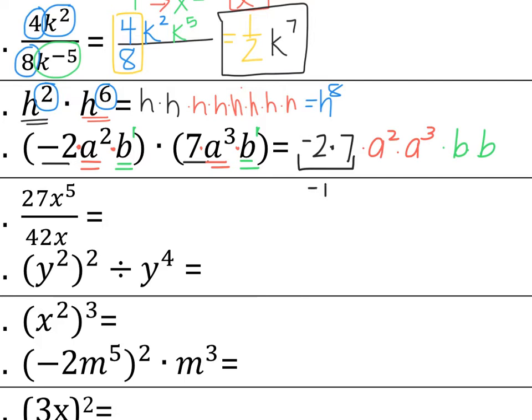-2 times 7 is -14. A squared times a to the 3rd, remember, is 2 a's and then 1, 2, 3 a's, so we end up with a to the 5th. And then b to the 1st times b to the 1st, we have 2 b's, and so we end up with b to the 2nd power, and that's our final answer.